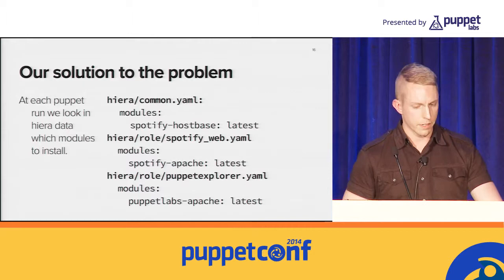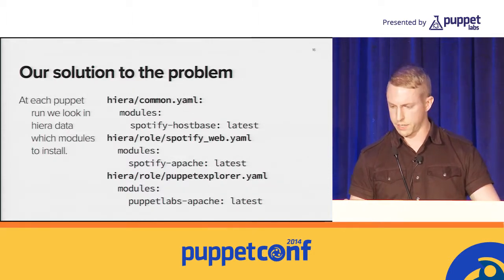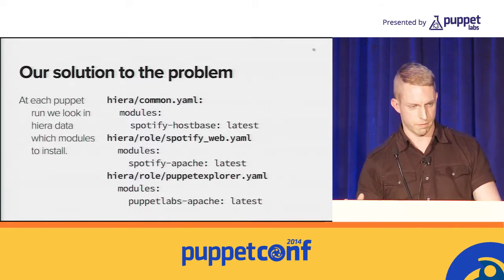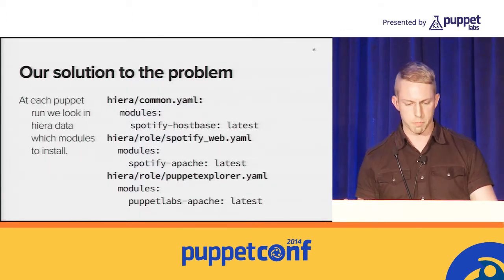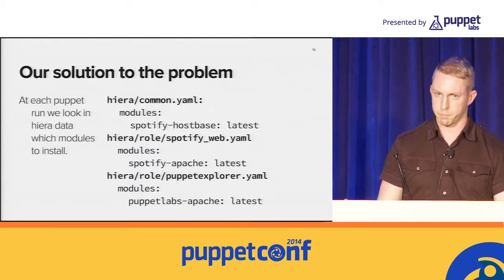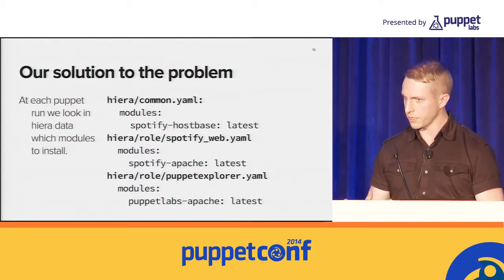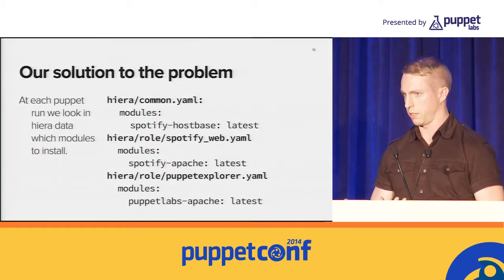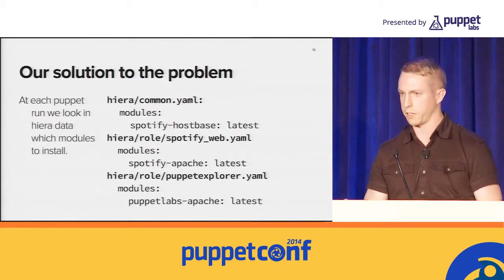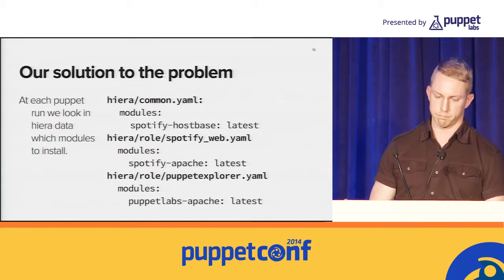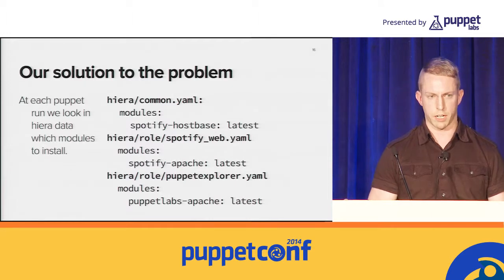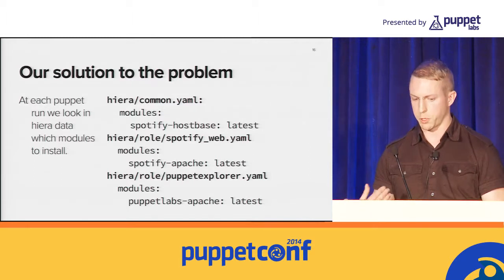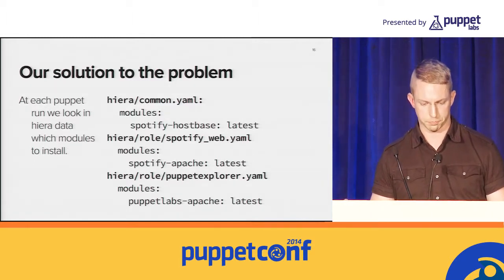So our solution to this problem is that in the setup stage of this wrapper script, we look in the hierarchy data. As I said, first we do this git checkout with the Puppet repo containing all the hierarchy data and all the modules. And then we take a look in the hierarchy data and see for a key called modules that specifies which modules you should install on this node.